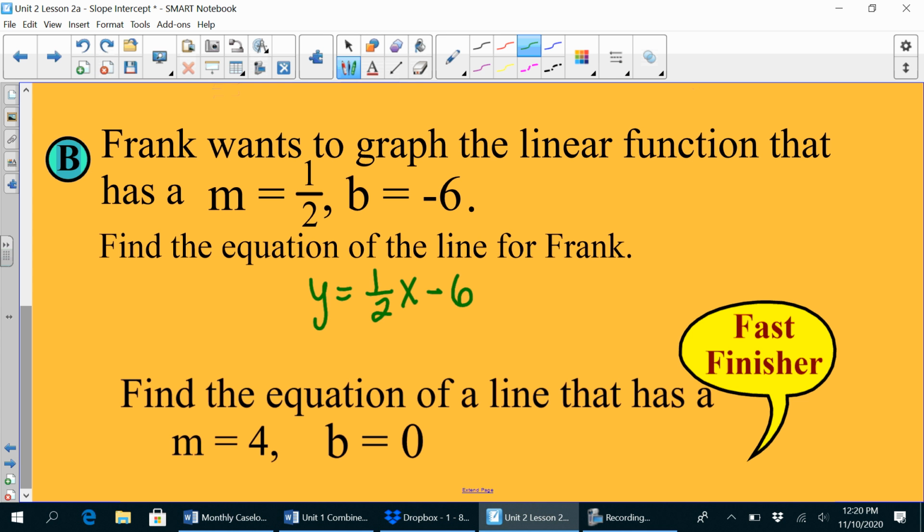And for the last one, this is your fast finisher. Find the equation of a line that has a slope of 4 and a y-intercept of 0. So our slope is 4, so that's 4x. And now we talked about this in the previous slides. When our y-intercept is 0, we can simply leave it like this.